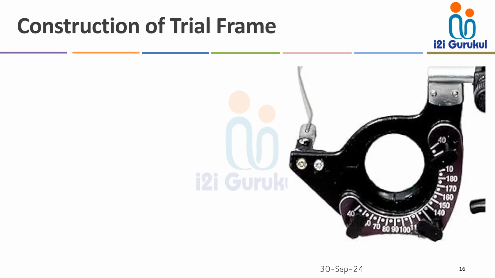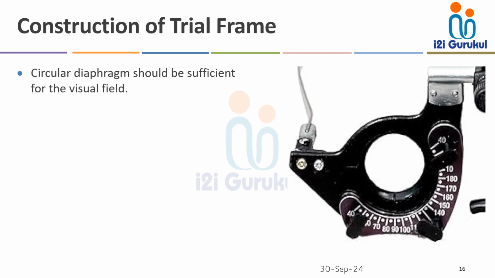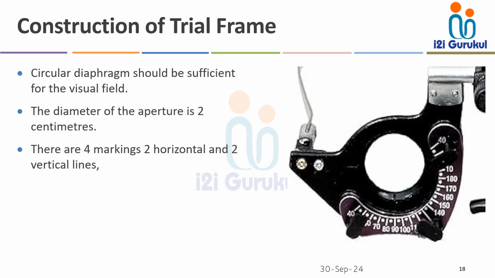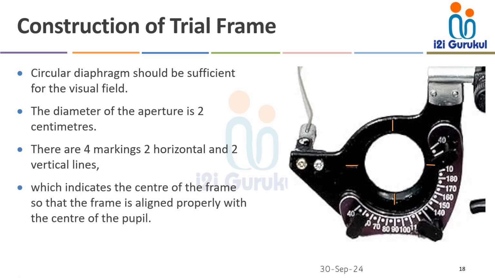The trial frame has a central diaphragm. It should be sufficient for the visual field. The diaphragm diameter is 2 centimeter, that means 20 millimeter. The trial frame has 4 markings on the front surface, 2 horizontal and 2 vertical lines, which indicate the center of the trial frame, so that the trial frame is aligned properly with the center of the pupil during your refraction process.